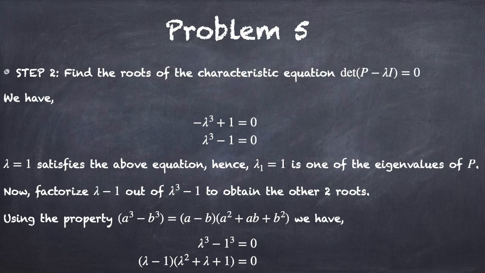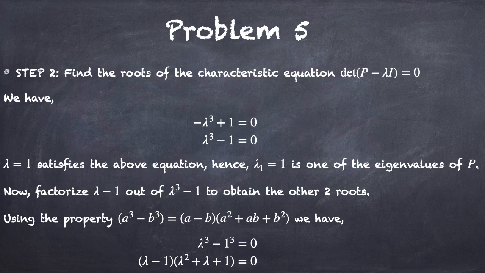So now step 2 is to find the roots of the characteristic equation, determinant of P minus lambda equals 0. So we solve negative lambda cubed plus 1 equals 0, and there are two ways of dealing with this problem. First of all, we identify that lambda equals 1 satisfies the above equation, hence lambda 1 equals 1 is one of the eigenvalues. If you plug in lambda equals 1, we get 0, so that should tell you that it satisfies the equation.